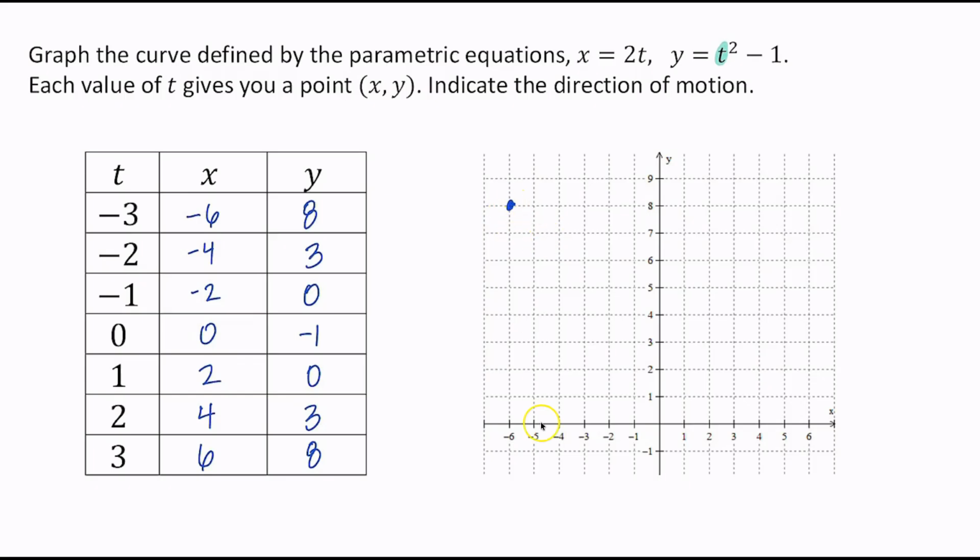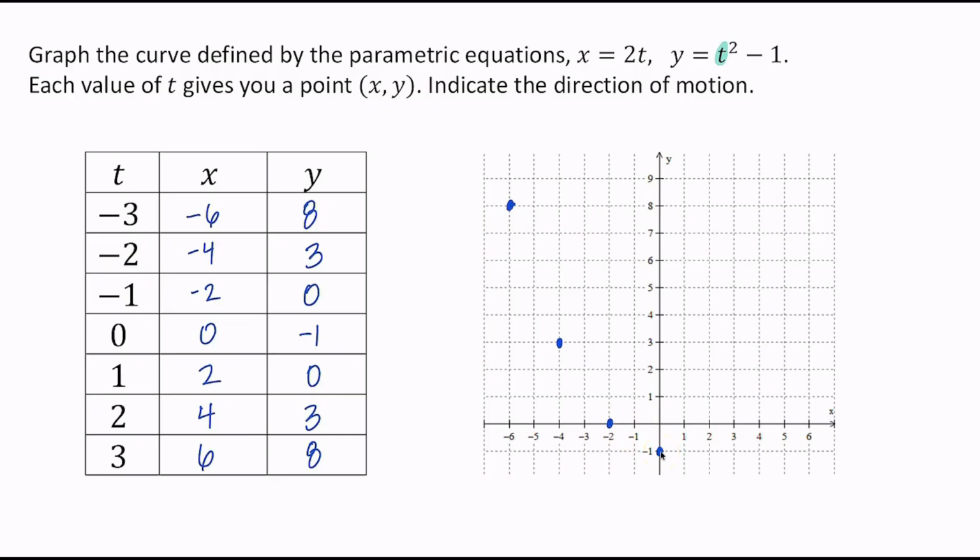And then we have negative 4, 3. So we'll plot that point. And then negative 2, 0. So that is an intercept. And then 0, negative 1. So we have another intercept. We had an x-intercept and a y-intercept.